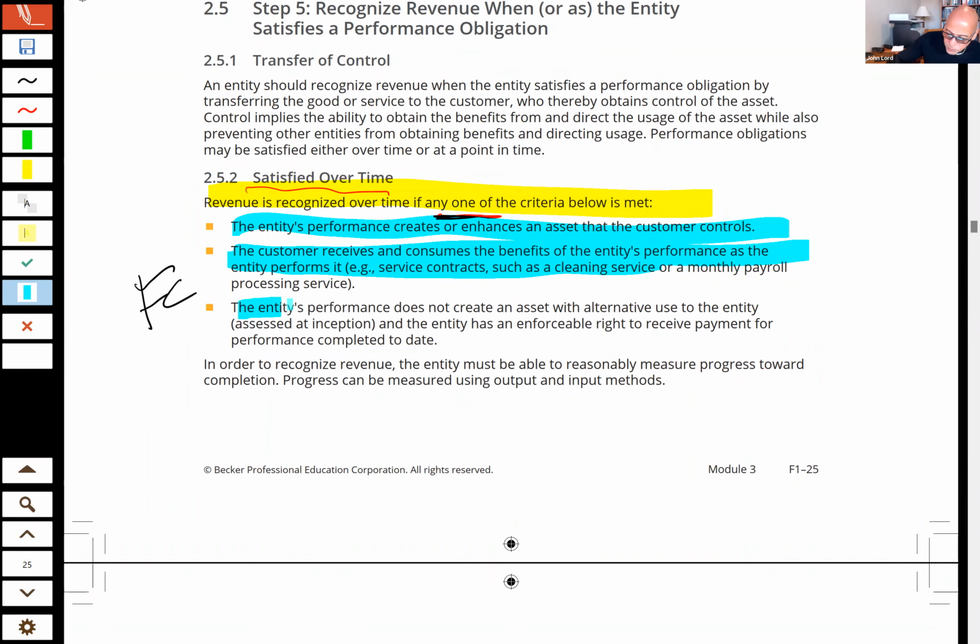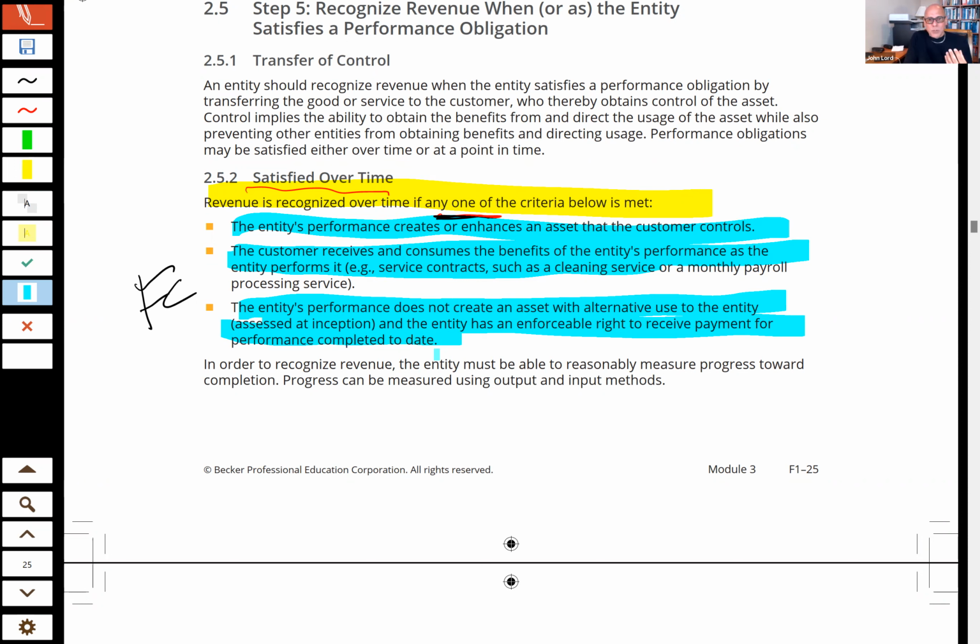The entity's performance does not create an asset with alternative use to the entity, and the entity has an enforceable right to receive payments for performance completed to date. Now, look, I could point to the backyard thing again, because they can't really have an alternative use other than your backyard. But let's use a different example.